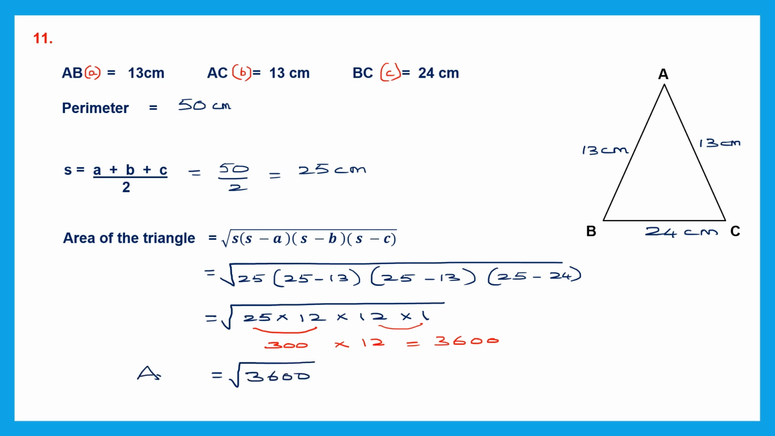So now we have to find the square root of 3600. Now we know the square root of 36 is 6. 6 sixes are 36. Then here we have 2 zeros. When you're finding the square root, if there are 2 zeros, take out only one from that. So it becomes 60. So we have found the area. Area is 60 centimeter square. So this is our answer.